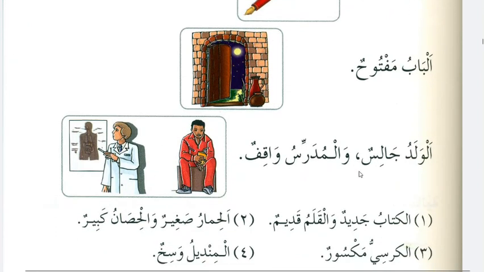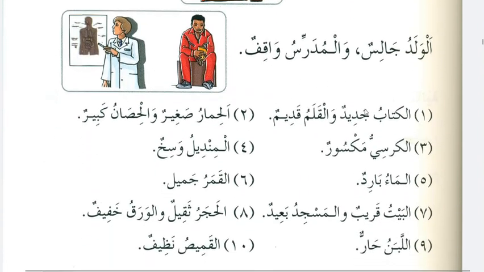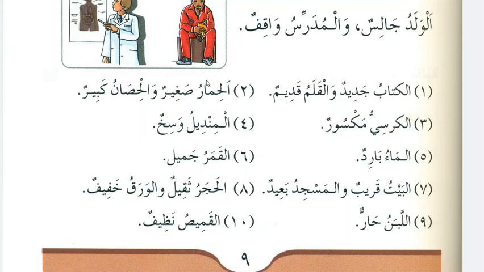Al-waladu jalisun, the boy is sitting. Wal-mudarrisu waqifun, and the teacher is standing. Now, if you have memorized the vocabulary on the previous page, then these sentences will be easy for you, inshallah. Al-kitabu jadidun wal-qalamu qadimun. The book is new and the pen is old. Al-himaru saghirun wal-hisanu kabirun. The donkey is small and the horse is big. So you see, we have a word before alif, so alif becomes silent.